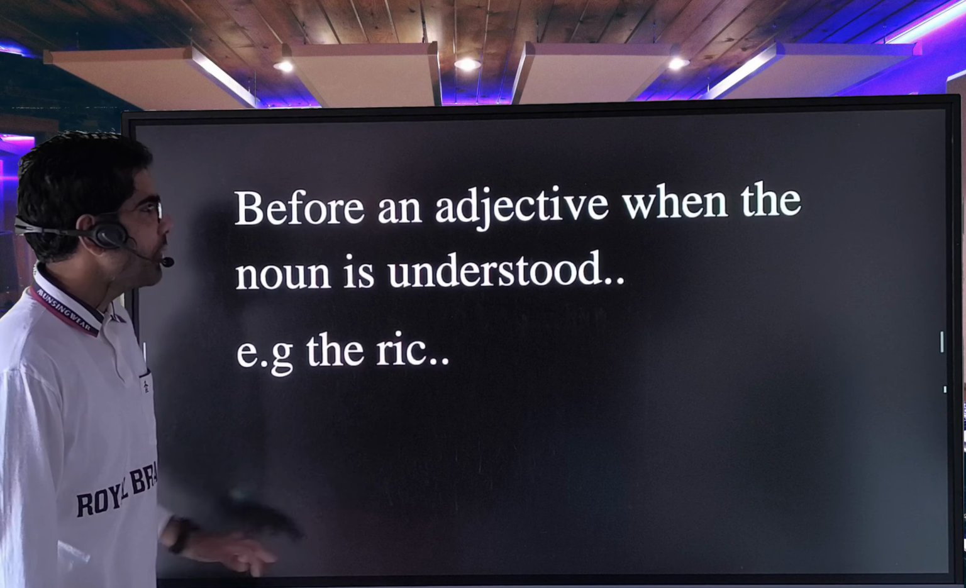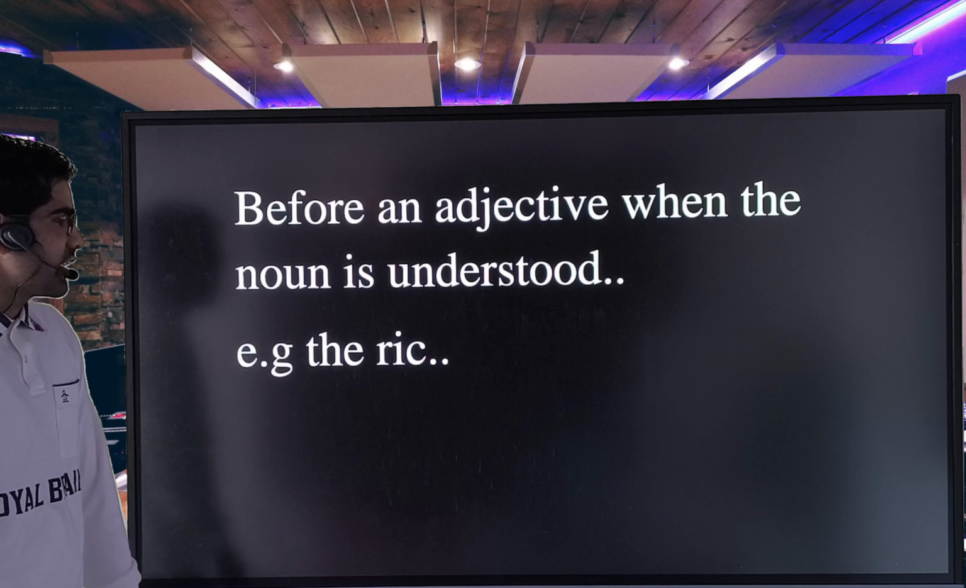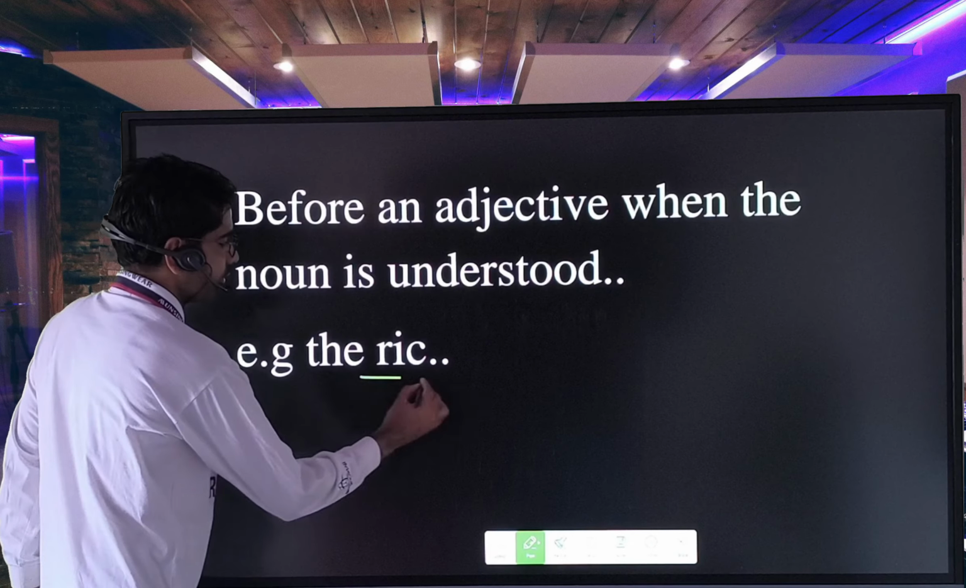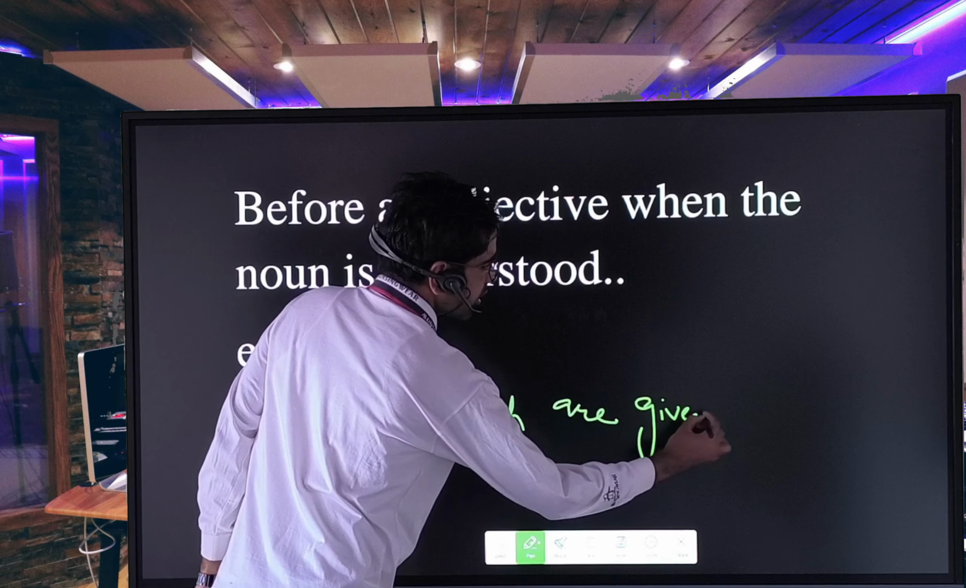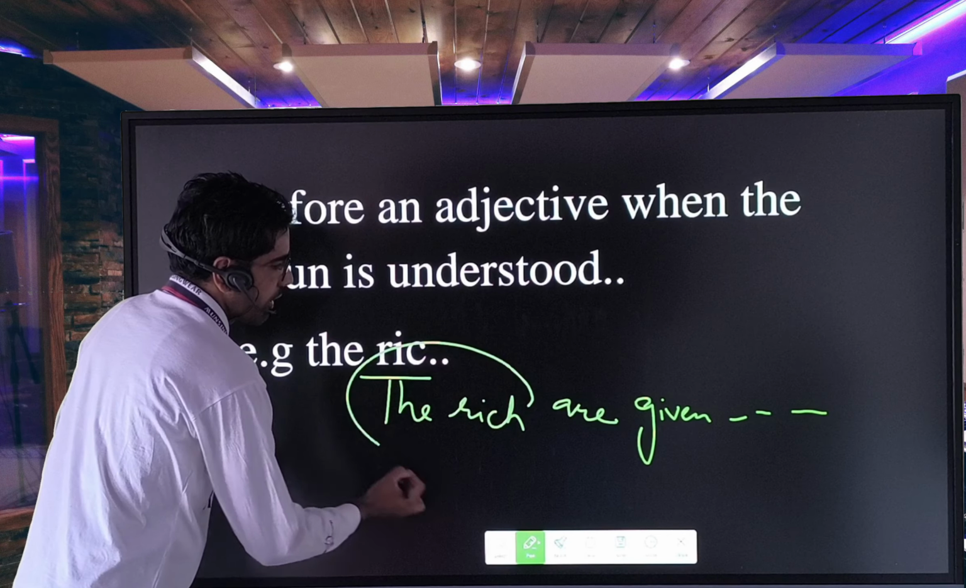Yes, before an adjective when the noun is understood. For example, if I say the rich are given priority. So the rich, dear student, यहाँ पे ये जो the rich हैं, these are already understood: who, the rich people. And one more thing, dear student, यहाँ पे when I use the article the with some adjectives, rich is actually here an adjective.